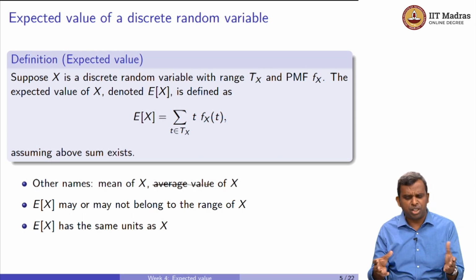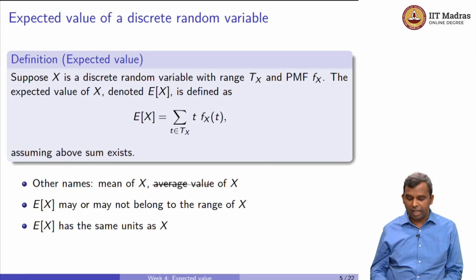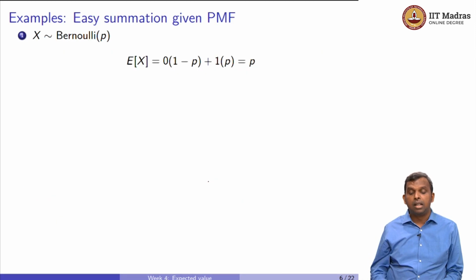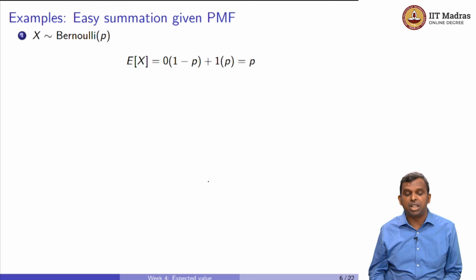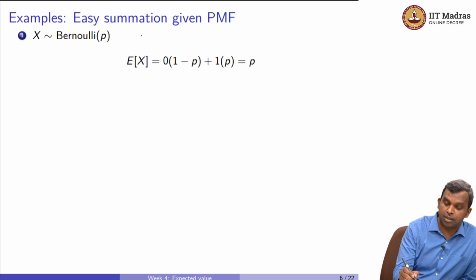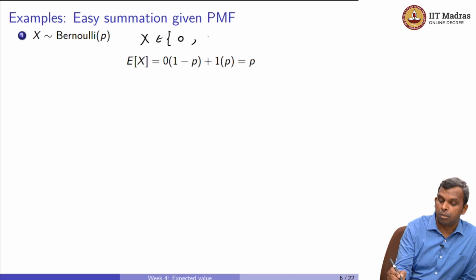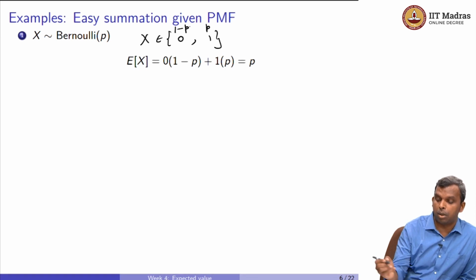Quick definition. Hopefully you saw the definition. Let's see a few quick examples to see how you can easily do the summation given the PMF. Here is this X, which is a Bernoulli distribution. You know what the Bernoulli distribution is, right? It's Bernoulli p. It's 1 with probability p, 0 with probability 1 minus p.